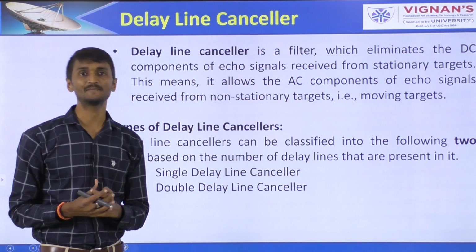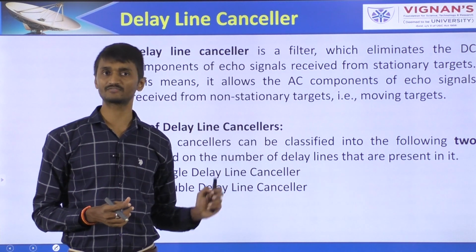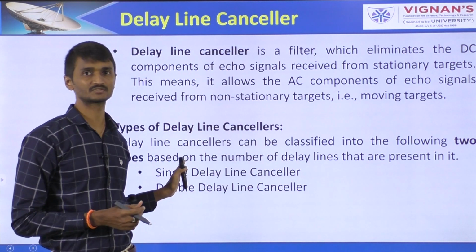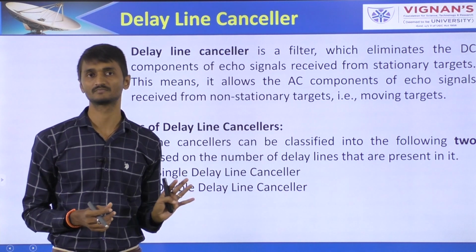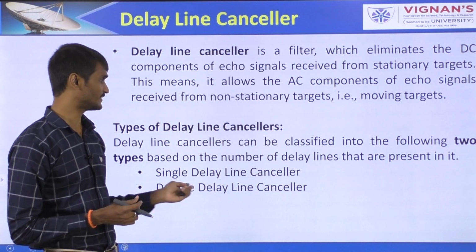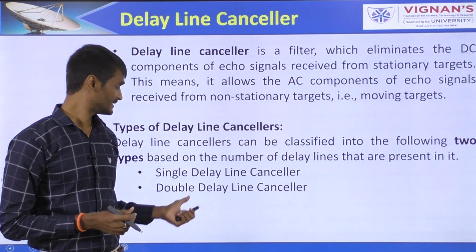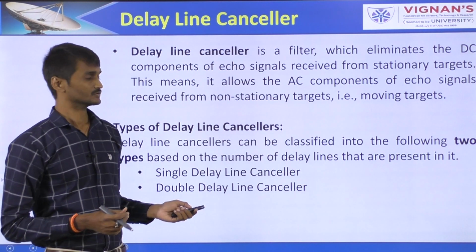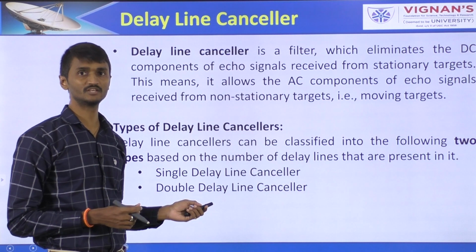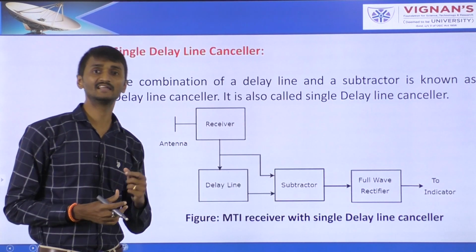So coming to the types of delay line cancellers. Delay line cancellers can be classified into the following two types based on the number of delay lines that are present in it. The first one is the single delay line canceller, and the next one is the double delay line canceller. Here we will discuss more about these two delay line cancellers. Coming to the first one, single delay line canceller.